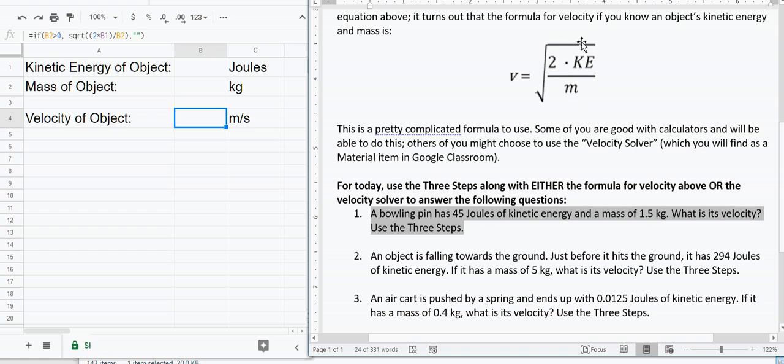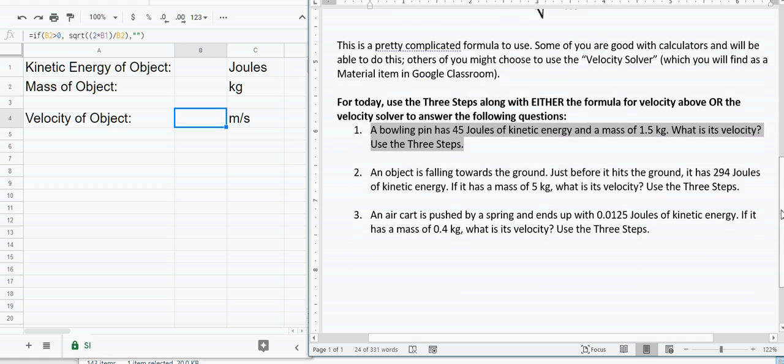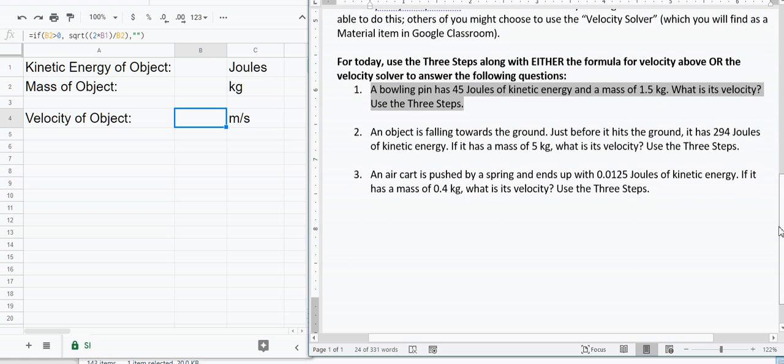But this is where it gets a little tricky, because some of you can do this kind of thing on a calculator or even by hand without any trouble at all. But some of you are like, what? I'm not going to do that. That doesn't make any sense to me. And so this is where the velocity solver comes in.